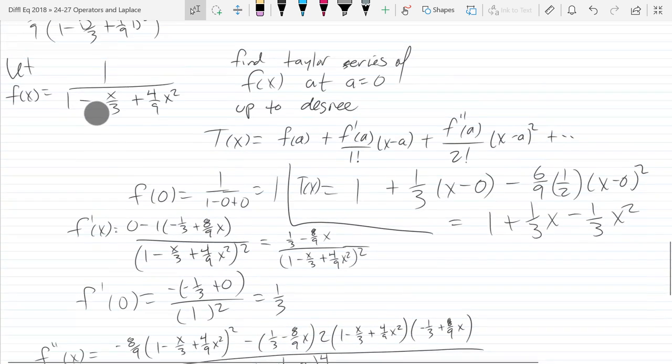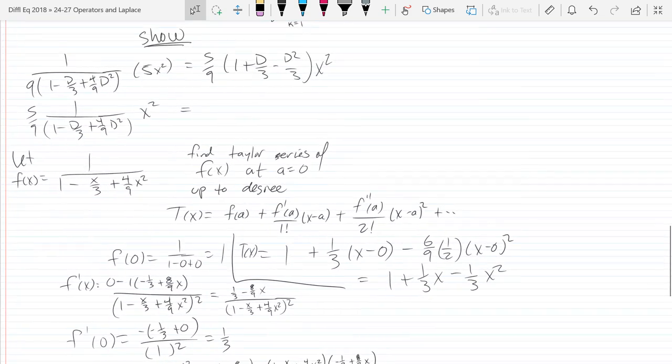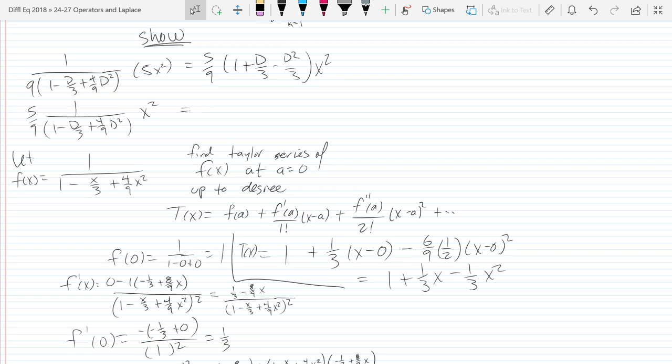Hopefully that's what we got. Alright, see? Easy. No problem. That's definitely not worth a full sentence in your textbook. Right there.